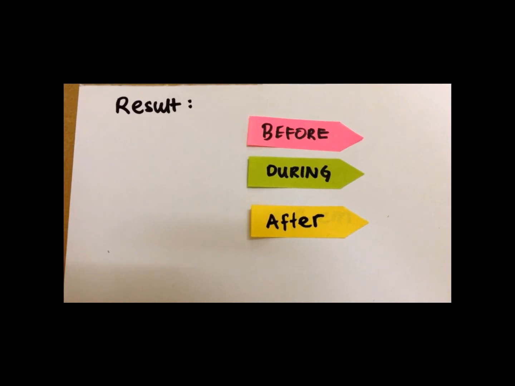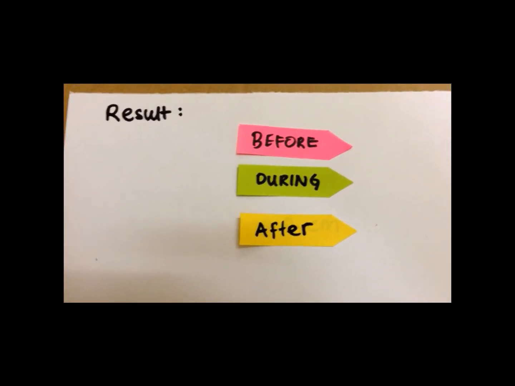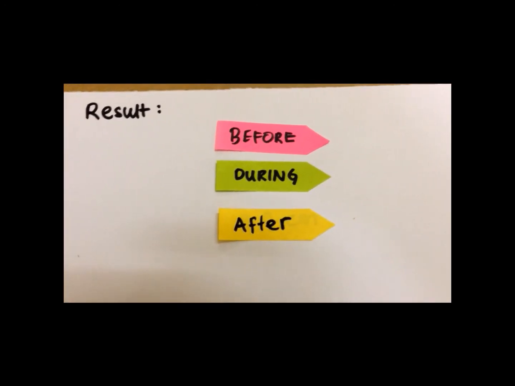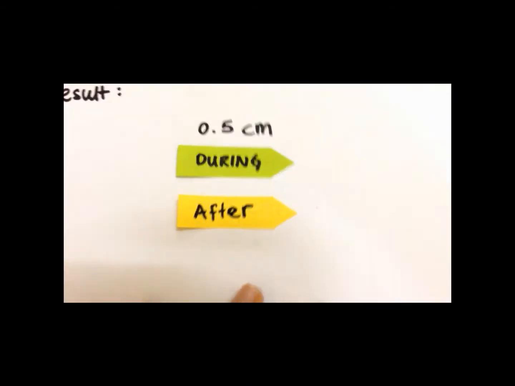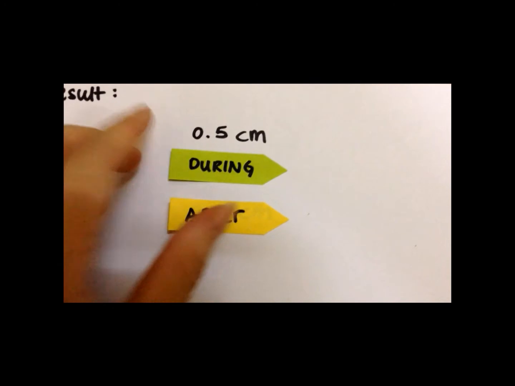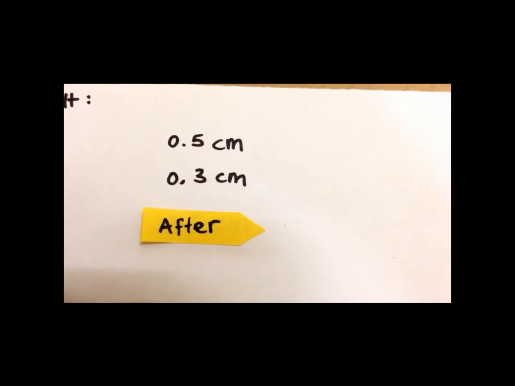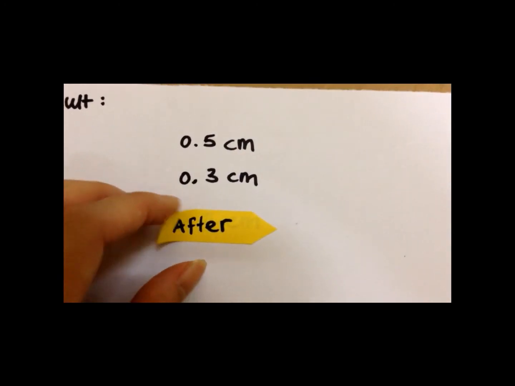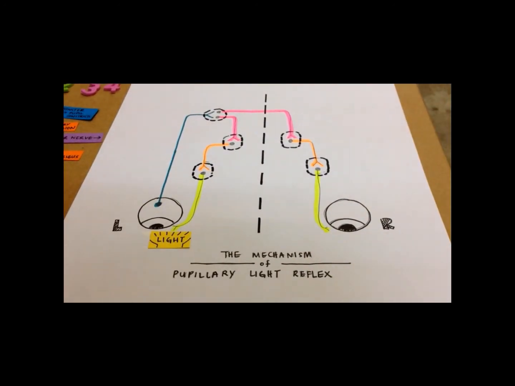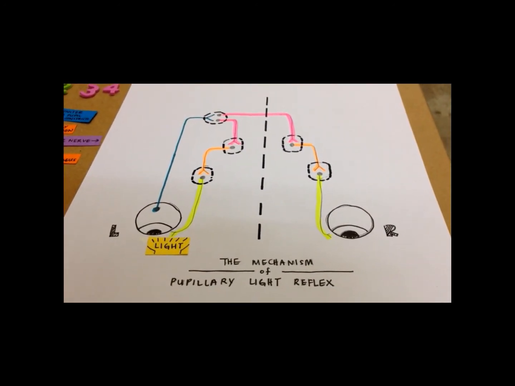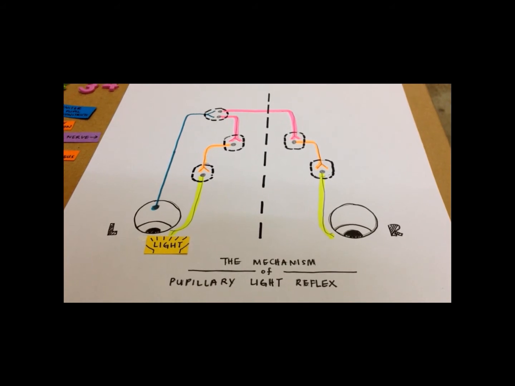The result of the experiment is as follows. Before the light was shone onto the eyes, the diameter of the pupil was found to be 0.5 cm. During, 0.3 cm, and after, 0.4 centimeters. How does this occur? The answer to the question can be explained via the mechanism of the pupillary light reflex.